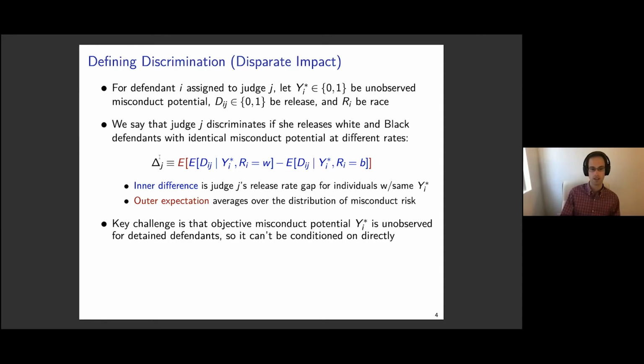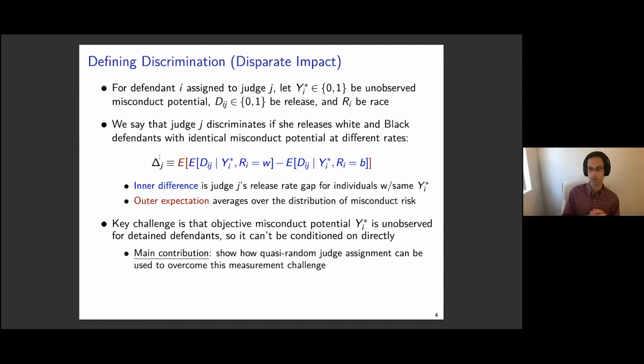And really our main contribution is to show how you can use quasi-random judge assignment, or more generally, quasi-random assignment of decision makers, in order to overcome this measurement challenge. We're going to really leverage the fact that in this setting, the case a judge is assigned to is effectively random. You can imagine other settings like banking. If you have loan screeners that are randomly assigned to different loan applicants, you could also leverage something similar to the approach we leverage here.